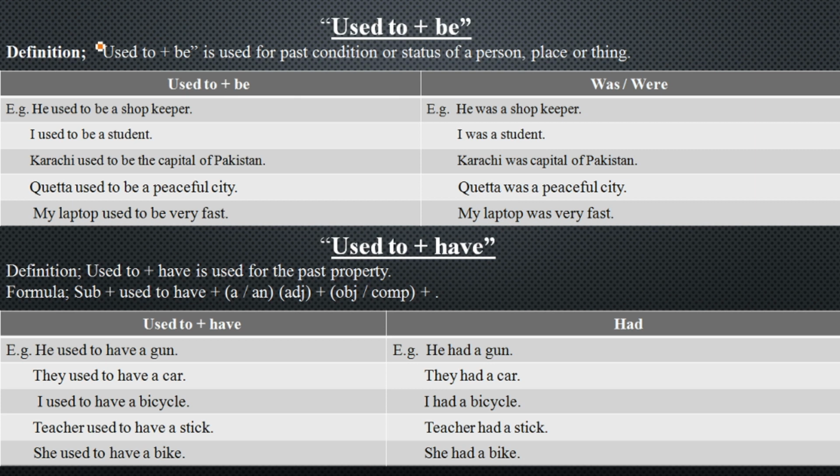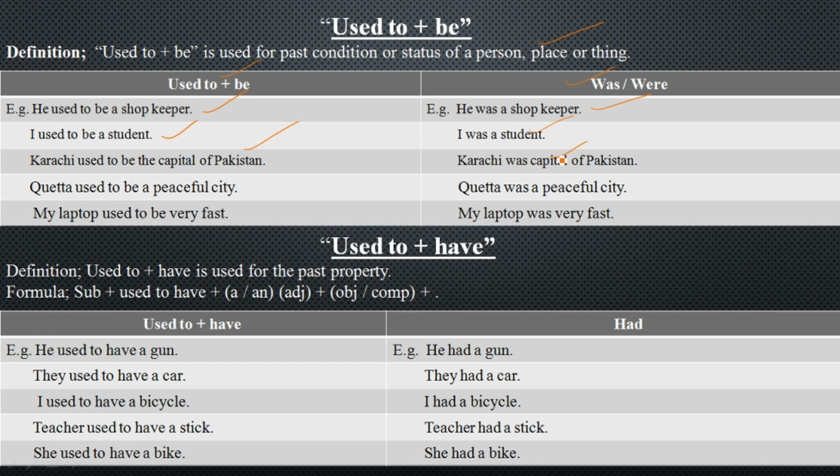Now the definition of used to plus be is the past condition or status of a person, place or a thing. Used to be is equal to was and were. He used to be a shopkeeper. Now here we are going to say that he was a shopkeeper. I used to be a student. I was a student. And Karachi used to be the capital of Pakistan. Karachi was the capital of Pakistan.